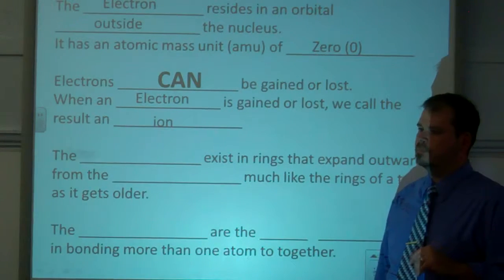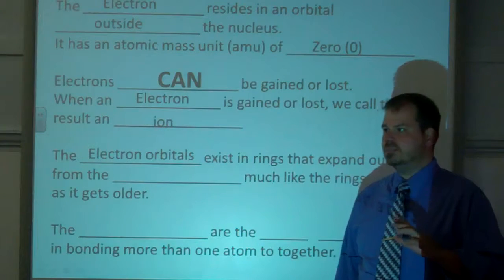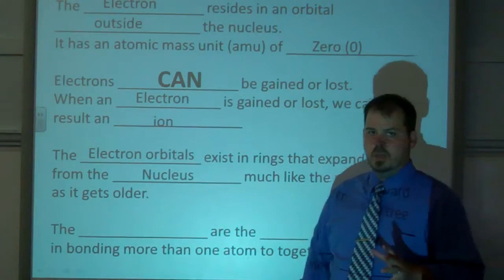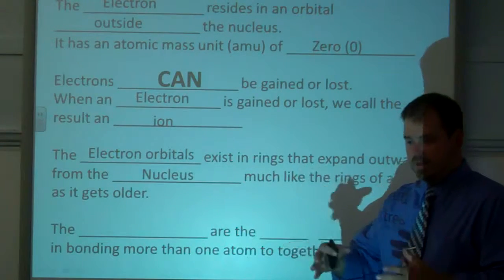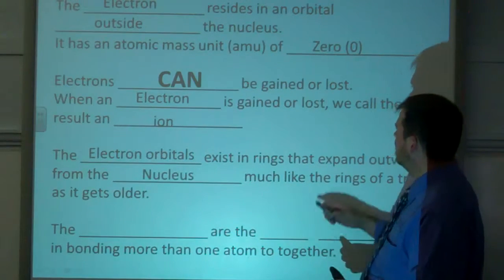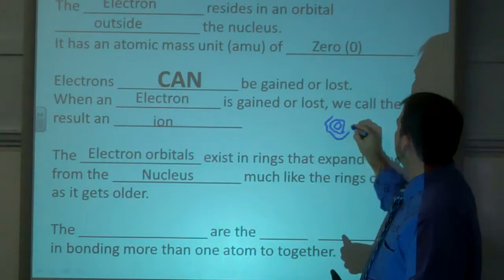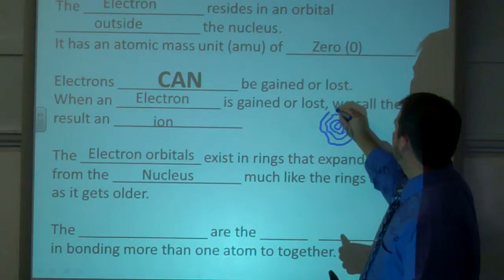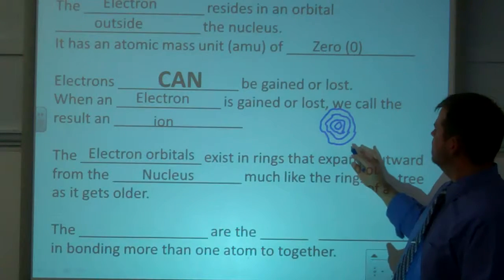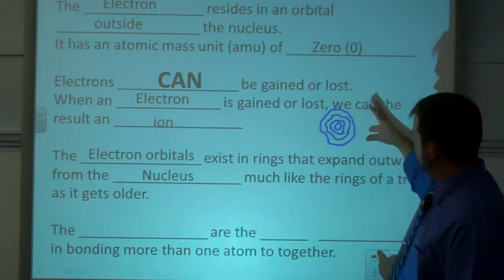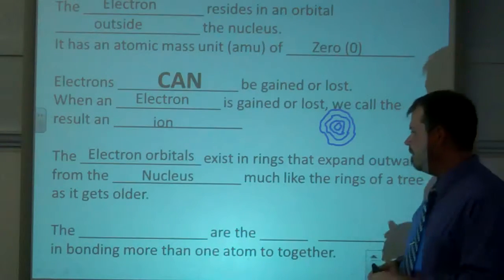Okay? The electron orbitals expand outward from the nucleus, much like the rings of a tree. So if you've ever seen a tree cut down, and you look at the stump, in the center you'll see a little ring, and then there'll be rings all the way around, expanding outwards. We can actually tell how old a tree is by counting those rings. The layers of electrons are going to expand outwards just like that.